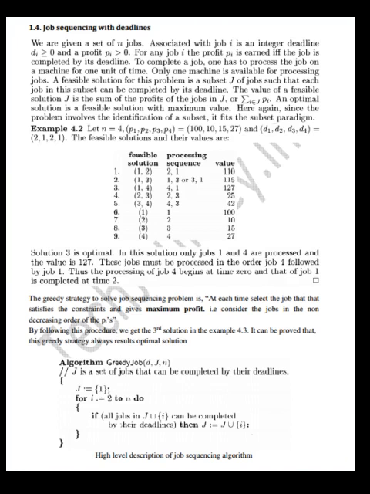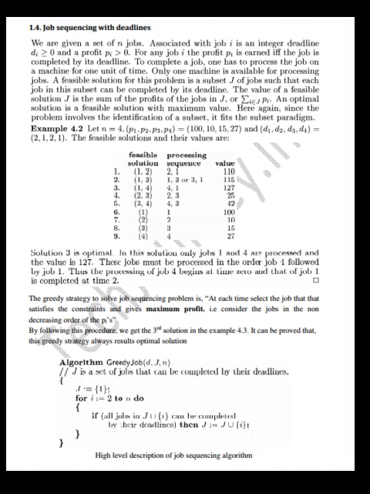A feasible solution for this problem is a subset J of the jobs such that each job in this subset can be completed by its deadline. The value of a feasible solution J is the sum of the profits of the jobs in J, or sigma i belongs to J pi. An optimal solution is a feasible solution with maximum value. Here again, since the problem involves the identification of a subset, it fits the subset paradigm. Example, see the example here.